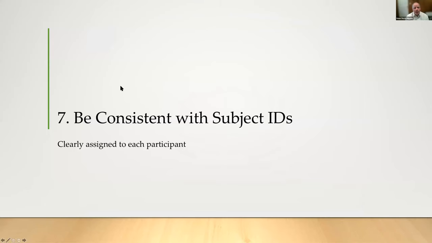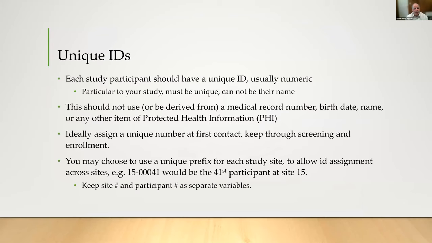Another thing is to be consistent with subject IDs. They should be clearly assigned to each participant. Each study participant should have a unique ID, usually numeric. It's particular to your study and must be unique; it cannot be their name. This should not use or even be derived from a medical record number, birth date, name, or any other item of protected health information.